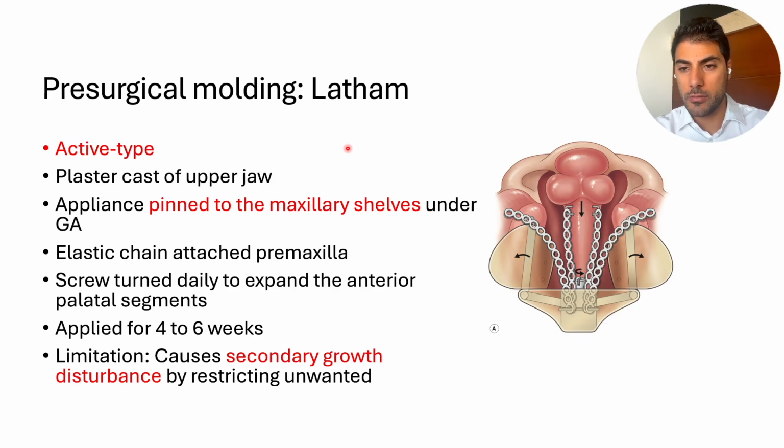We use a plaster cast of the upper jaw in order to know the size of the appliance. Then it is pinned to the maxillary shelf under a surgery, which is then general anesthesia. Then we place an elastic chain that will be attached to the premaxilla, and basically this is used in bilateral cleft lip repair. So what it will do, it will pull inwards this maxilla, and by rotating this, it will also help in aligning the alveolus. And this is applied 4 to 6 weeks. Its limitation is that it causes secondary growth disturbance by restricting unwanted growth.